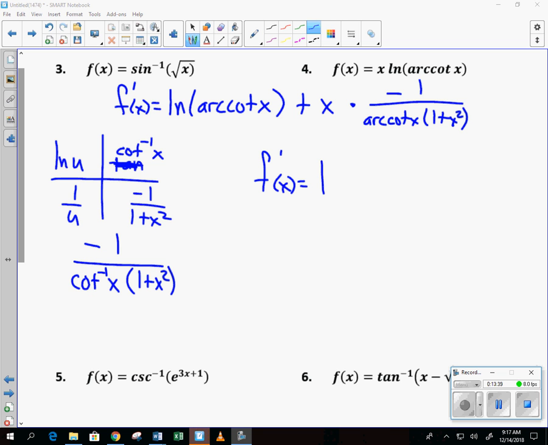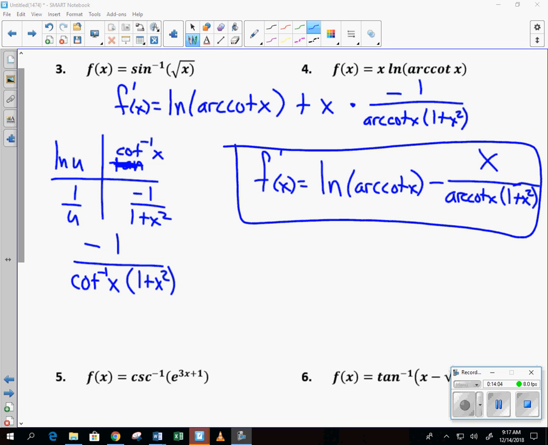All right. So we got the natural log of arc cotangent of x minus x over arc cotangent of x times 1 plus x squared. And that's it. That's the answer. Is there something you want to do to it? Because I don't see what to do with that.